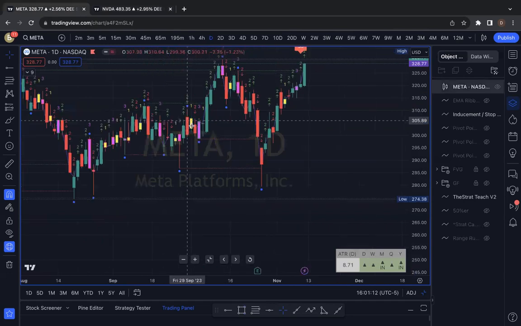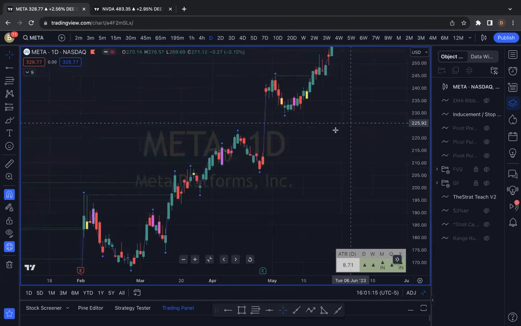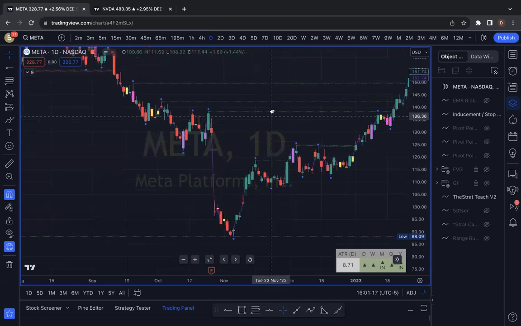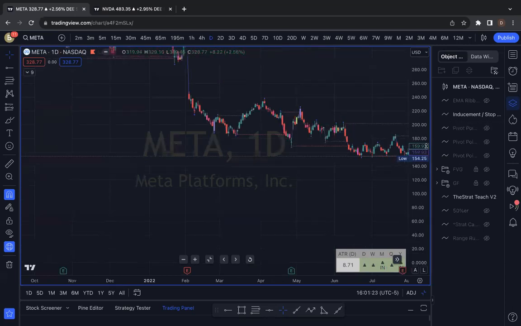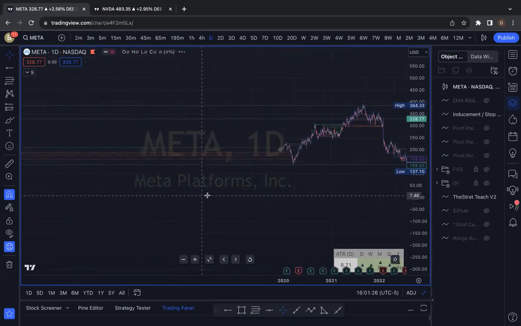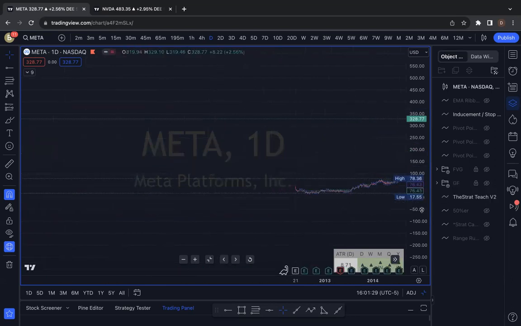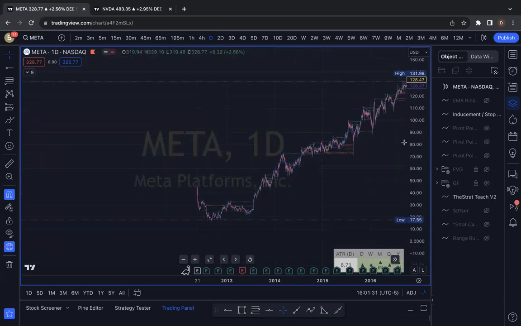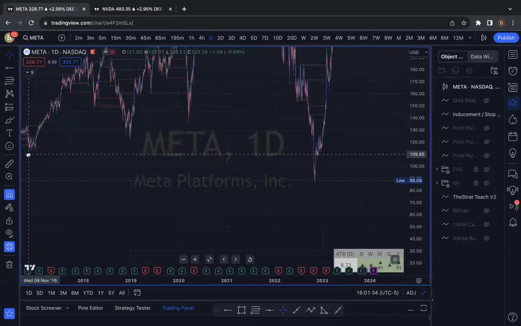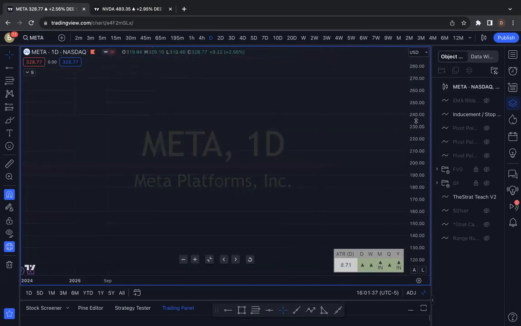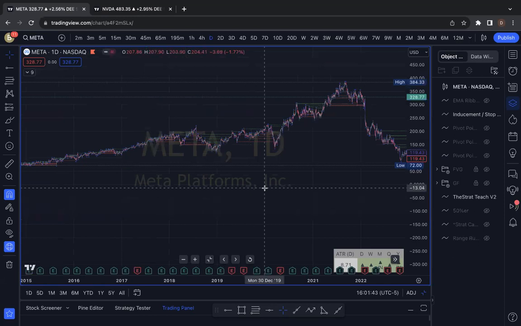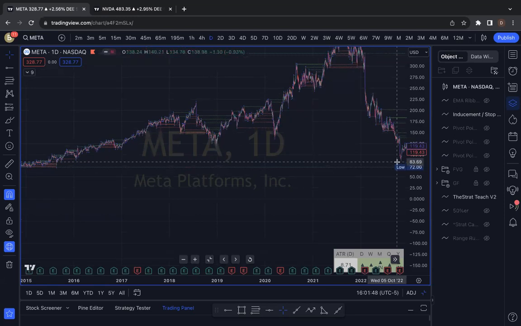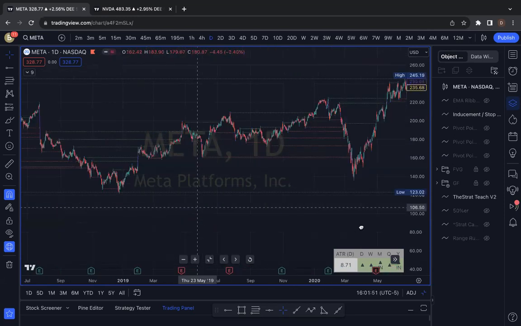Let's look at META real quick, before I show you guys how to organize them. Okay, I see something. 160. Okay, yeah, I like this one. Let's use this one.